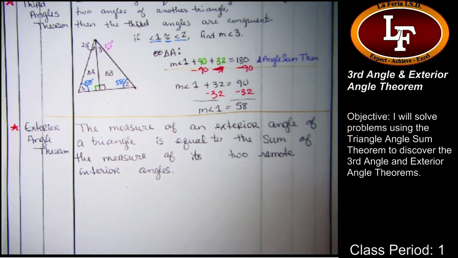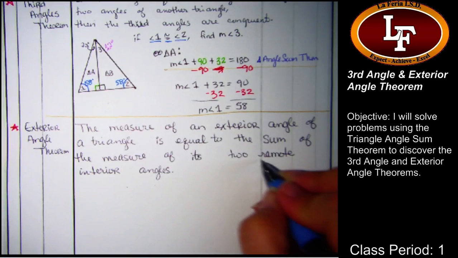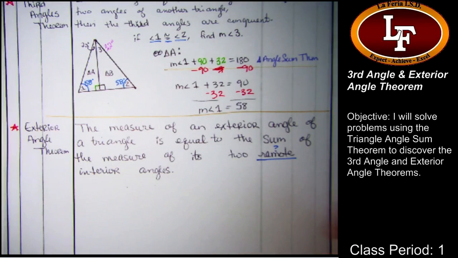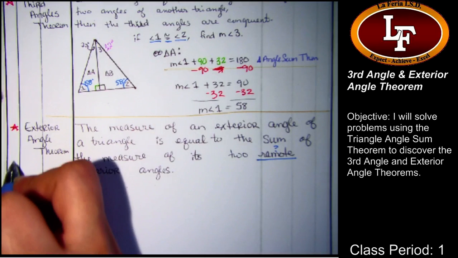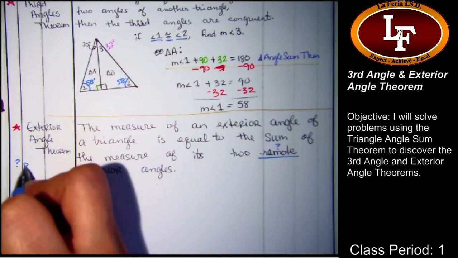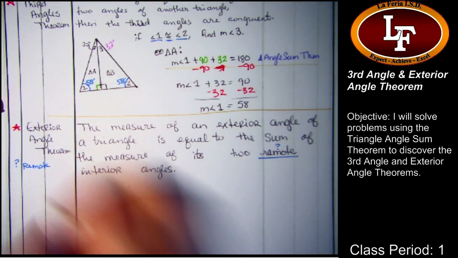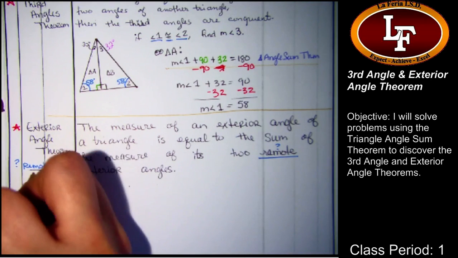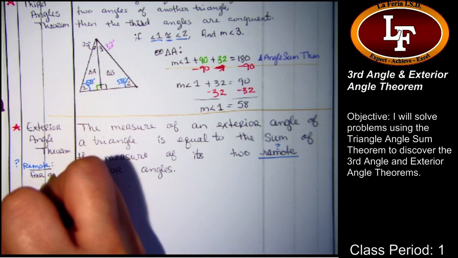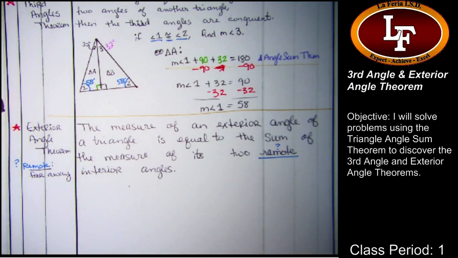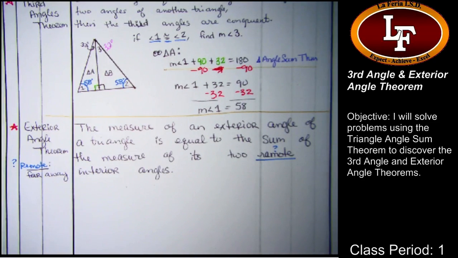I want to automatically clarify one word for you. It's like a remote control. Remote control allows you to control things from far away. So remote here is meaning the same thing. It's the far away inside angles.